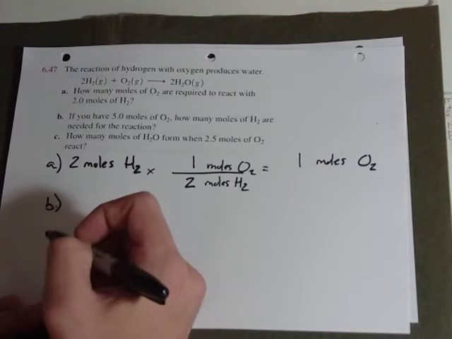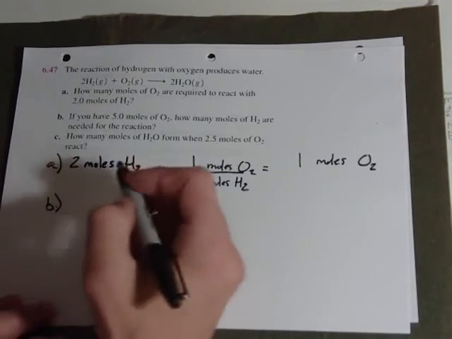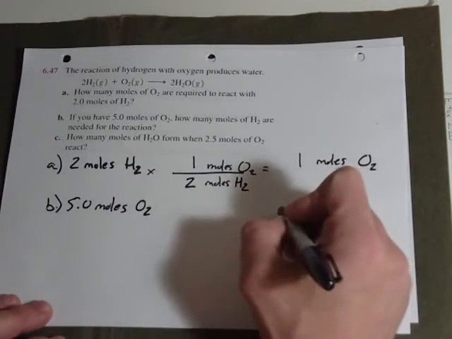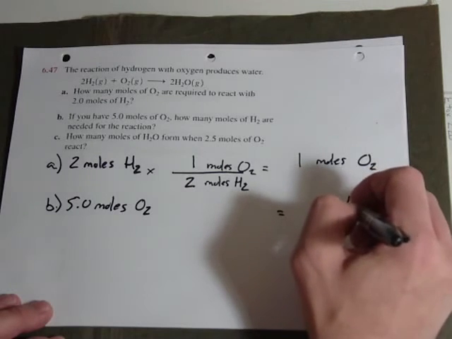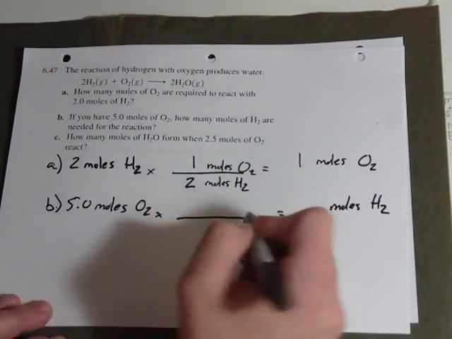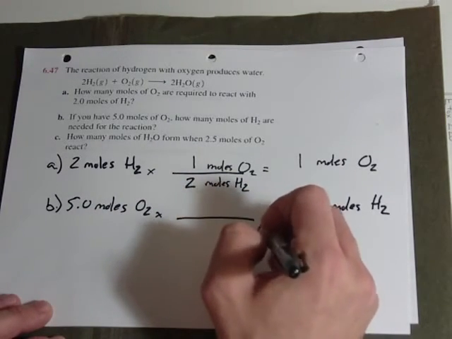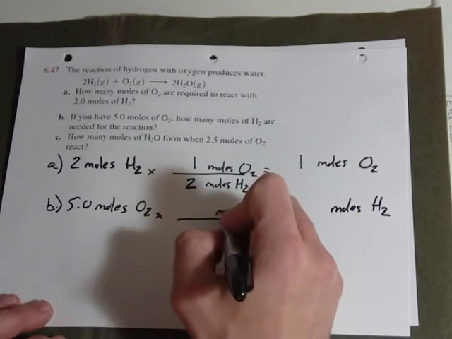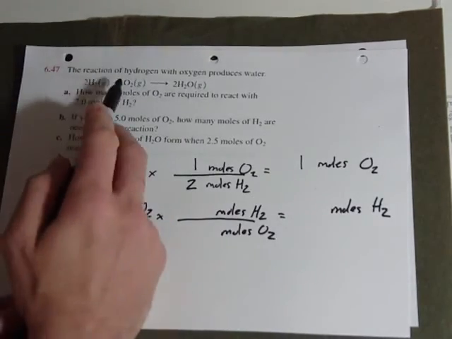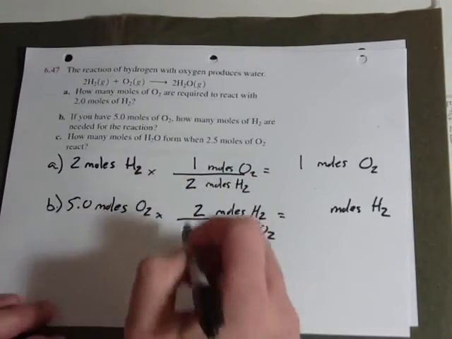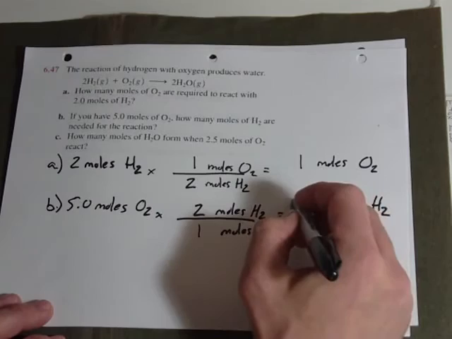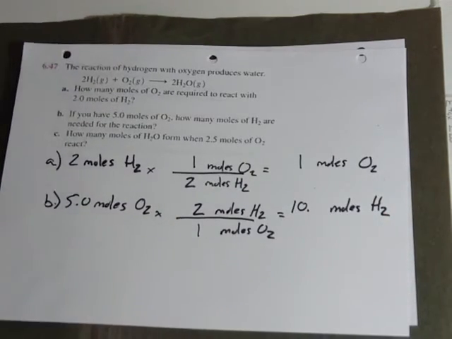All right, so in B, we're going to do a similar method. If we're given 5.0 moles of oxygen, we want to convert that to moles of hydrogen. And so we want our moles of oxygen to cancel out, and we want to be left with moles of hydrogen. So from our balanced reaction, we saw that 2 moles of hydrogen will react with 1 mole of oxygen. And so if we have 5 moles of oxygen, we would require 10 moles of hydrogen.